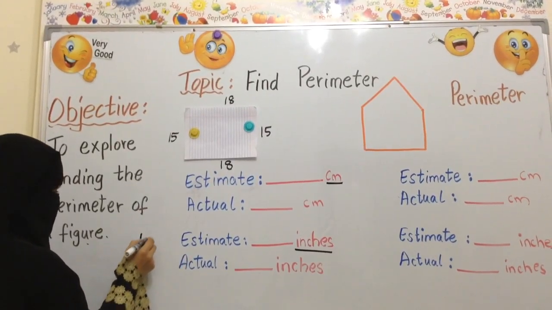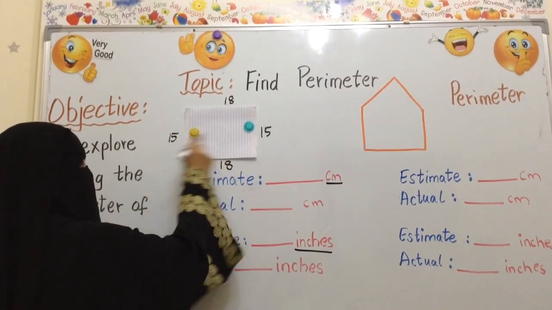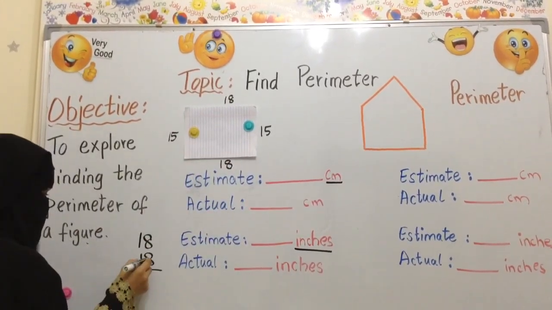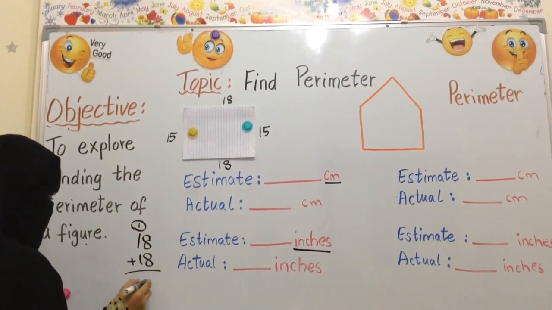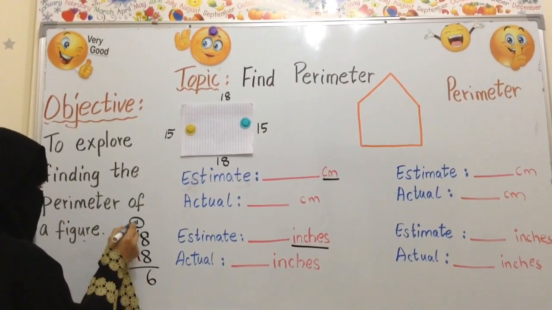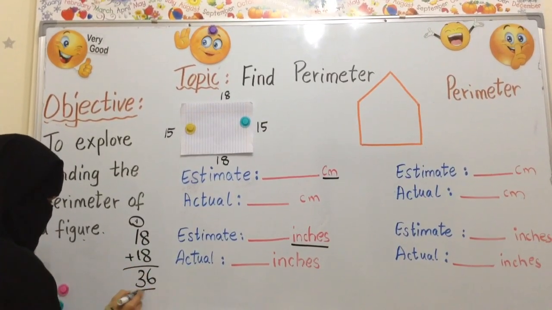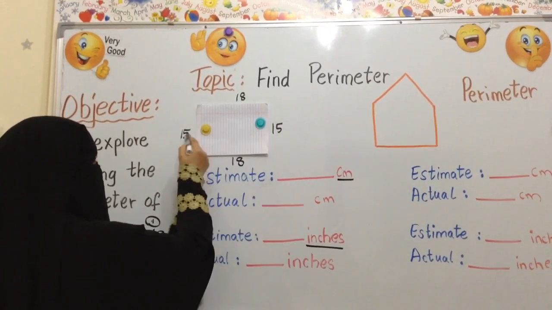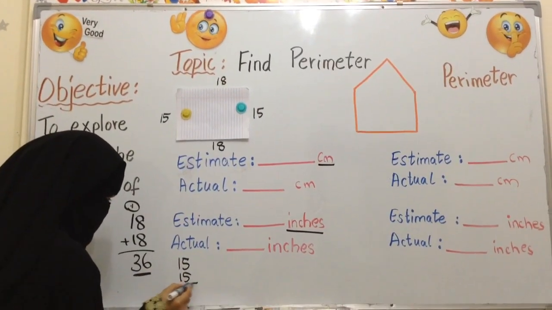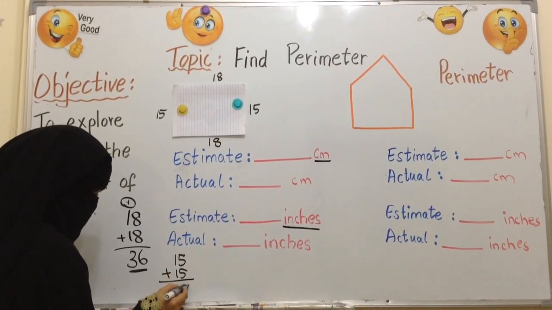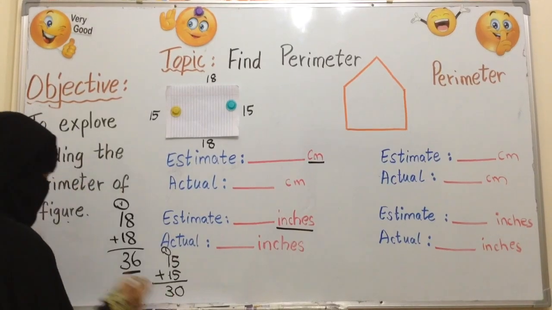Let's do it here. 18 plus 18. Let's do this first and then these two, and then add all of them together. 8 plus 8 is 16. That means 1 goes up and 6 down. So I got 18 plus 18 as 36. What about 15 plus 15? Let us do that also. 5 plus 5 is 10, which is very easy for you. I got it as 30.